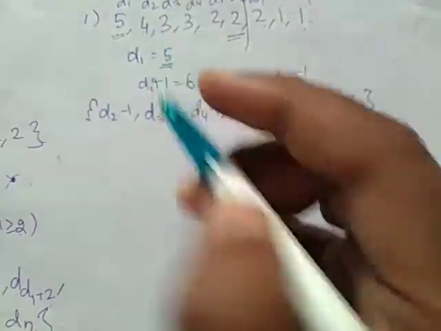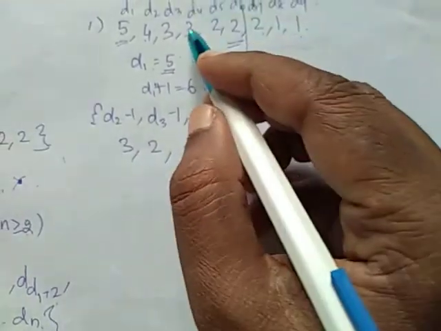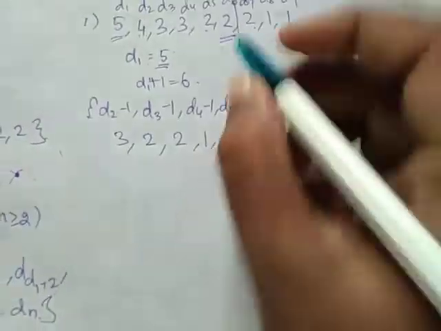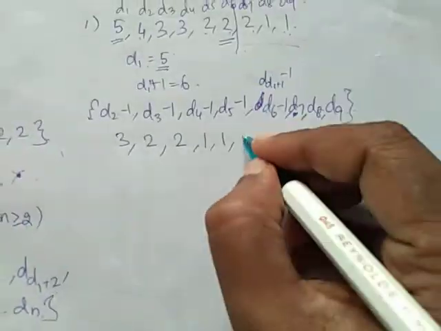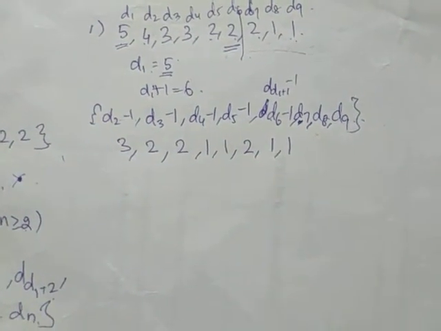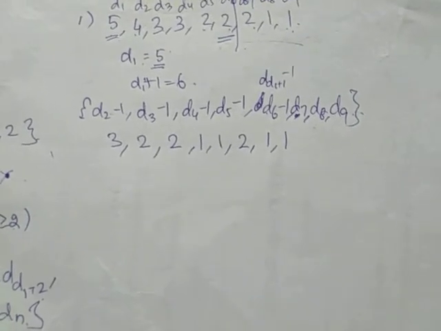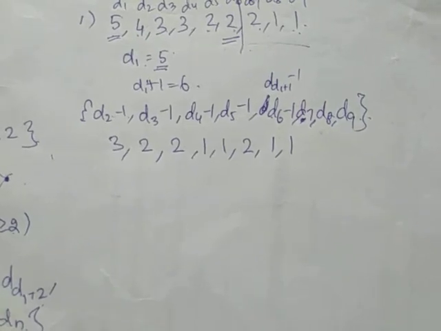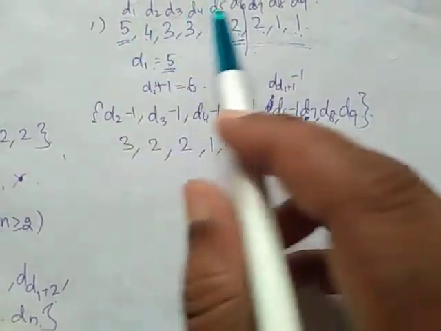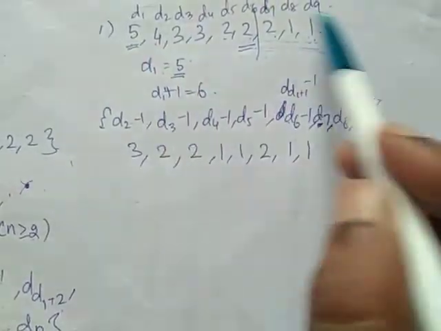D2 minus 1 means 4 minus 1 is 3. 3 minus 1 is 2. 3 minus 1 is 2. 2 minus 1 is 1. 2 minus 1 is 1. We have to write the rest as it is. After applying the Havel-Hakimi algorithm, we get this sequence. This should be in decreasing order. If it is not in decreasing order, arrange it in that form.